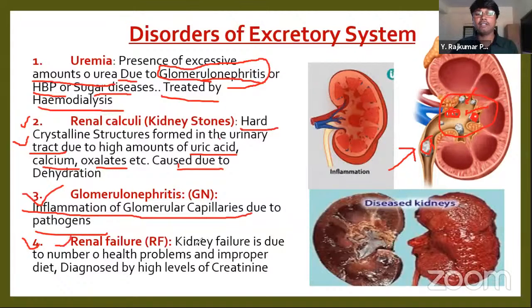Finally, renal failure. It is kidney failure due to a number of health problems. So uremia, kidney stones and nephritis also lead to kidney failure. Kidney failure means the kidney doesn't function at all. So we need to go for an alternative. Sometimes kidney transplantation also happens. The person's kidney is removed and replaced by another person's. That's called kidney transplantation. People suffering from renal failure go for hemodialysis or transplantation of the kidney.